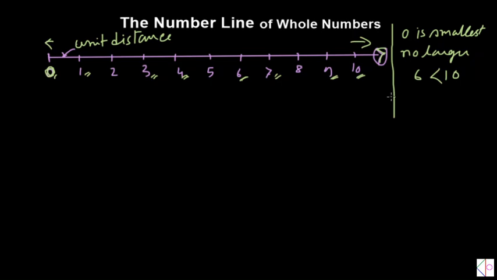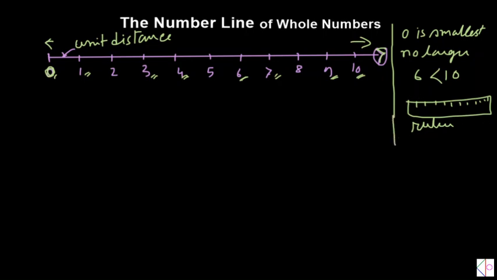Now, are there any practical day-to-day life uses of a number line? Yes, we have one example. I simply draw it. That is called a ruler or scale. So a ruler or scale is the basic example of a number line in our day-to-day life. It is used to measure the length of something.